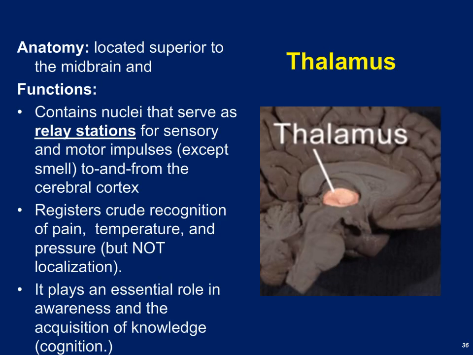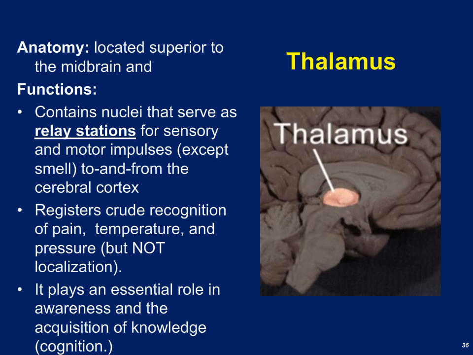Okay, the first part of the diencephalon is called the thalamus. The thalamus is located superior to the midbrain and inferior to the corpus callosum. And the thalamus has one main function, and that is it serves as a relay station for sensory and motor impulses to and from the cerebral cortex. So you can think of it as a giant switchboard.